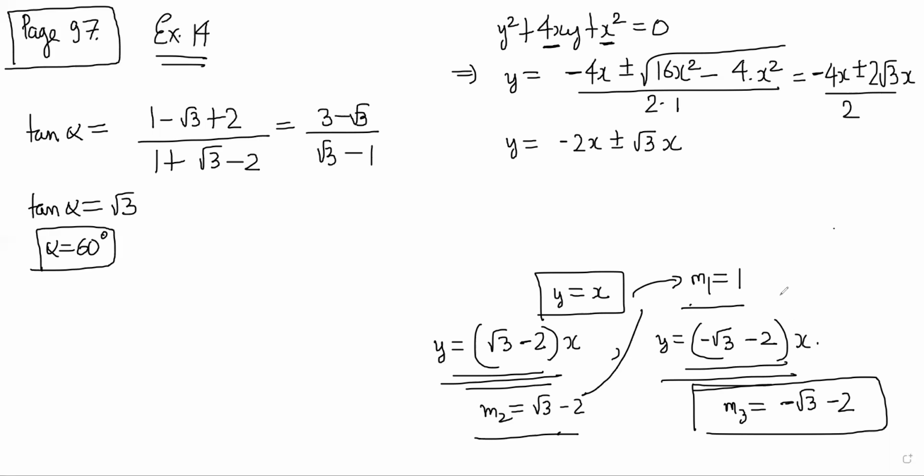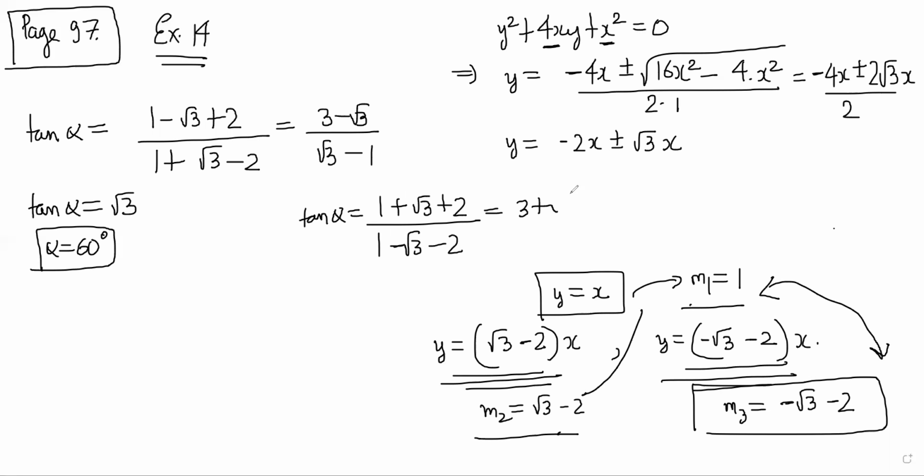And similarly, let's find the angle between this and this. So you will get tan alpha is equal to 1 minus that, so 1 plus root 3 plus 2, by 1 plus m1 m2. So 1 minus root 3 minus 2. So this is 3 plus root 3 by minus 1 minus root 3. So this is minus root 3, right? So again, this is a 60 degree angle. It's just that it is minus 60 degrees.